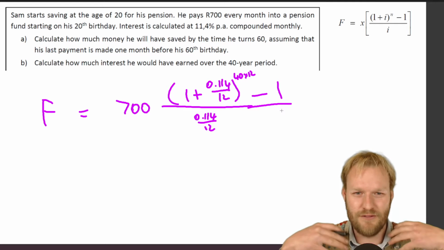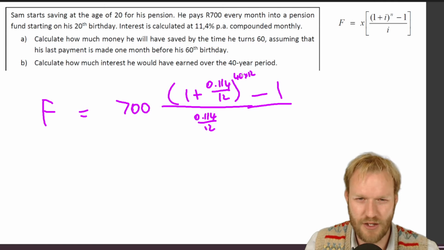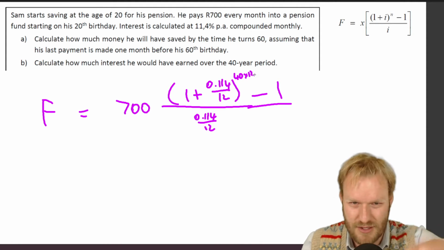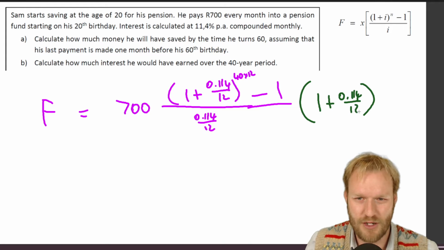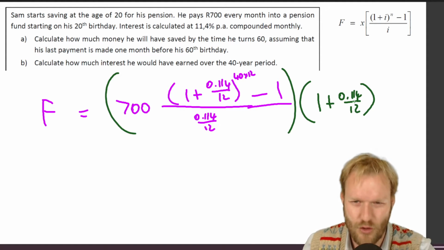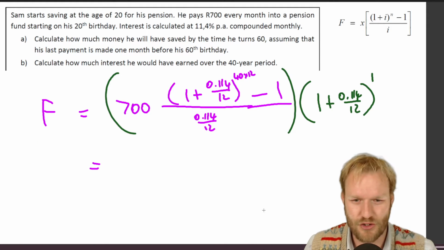So to keep this growing for 1 more month, we can't just change this to 41 years, or add 1 here, because he's not putting another 700 Rand in on his 60th birthday. So we're going to take this whole thing here and we're going to multiply it by 1 plus 0.114 over 12. In other words, we're going to invest this whole thing for 1 more month. So that's our thing, and we're investing it for 1 more month. So that to the power of 1. And then you can punch that into your calculator.